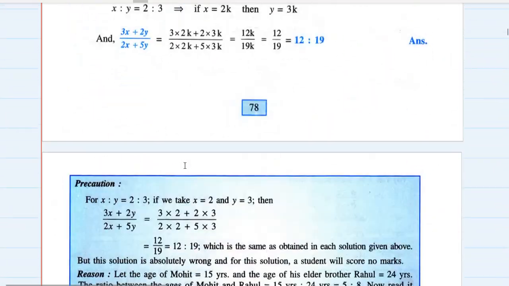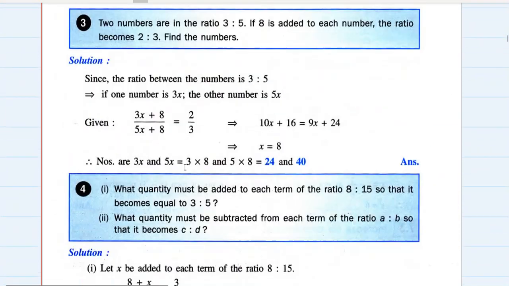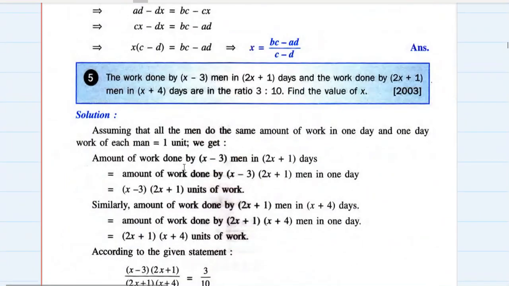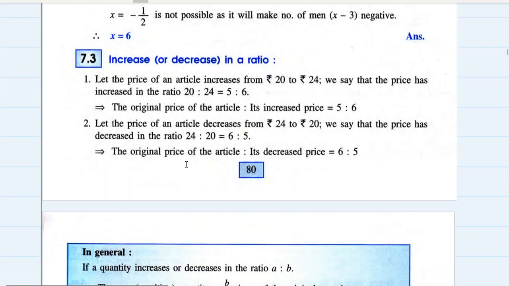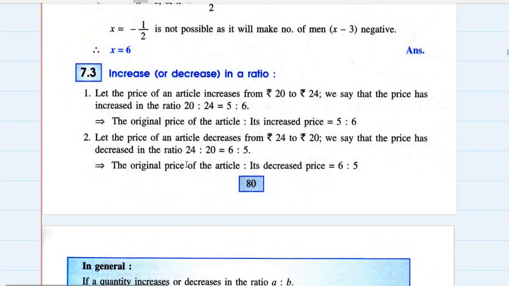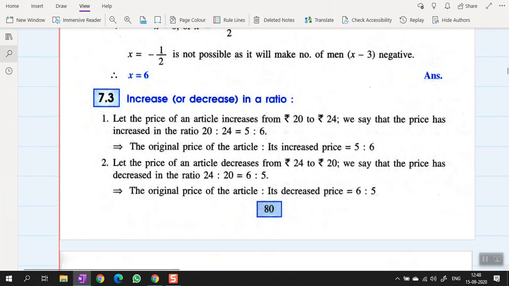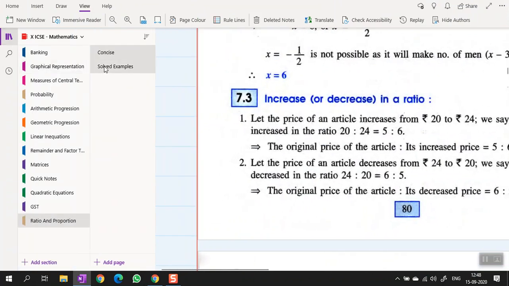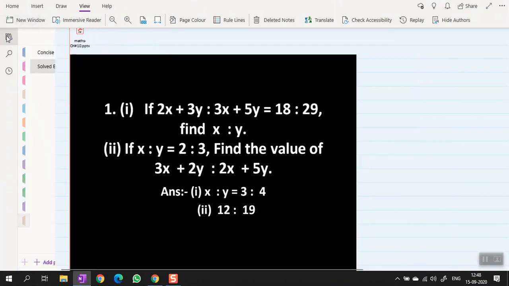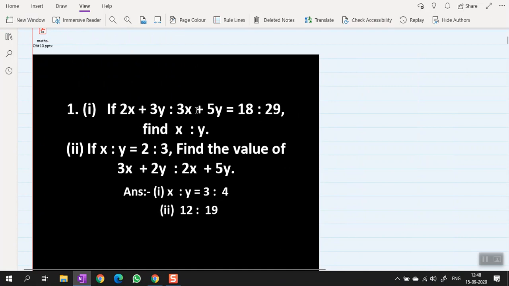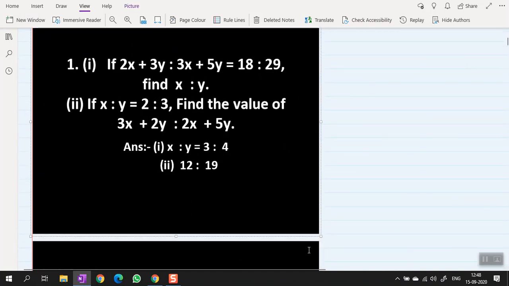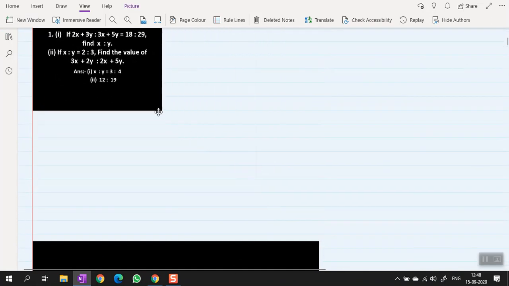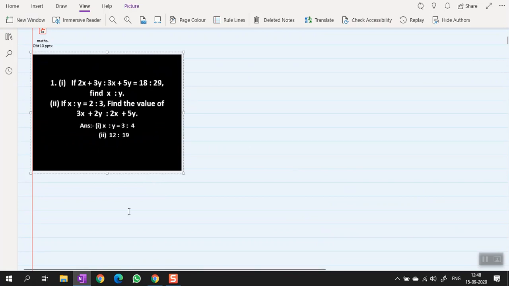Okay, now there are few solved examples which we are going to do. So there are let's say 5, and then there is increase and decrease of the ratio. So let's do 5 solved examples and come back to the increase and decrease part, which we will understand. Let's start with the solved examples. Okay, I think it is readable.